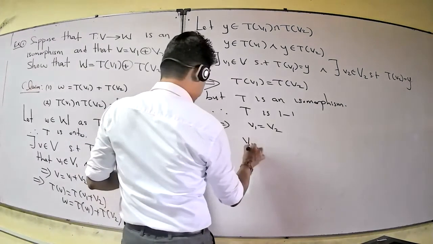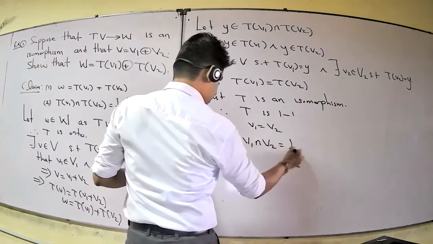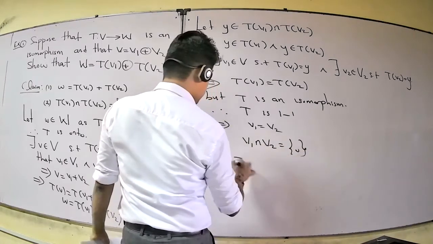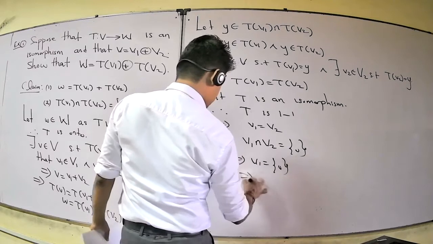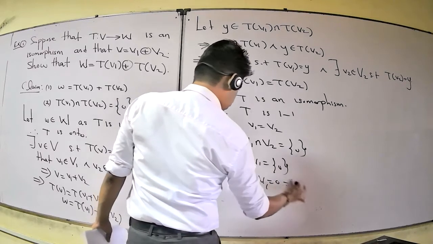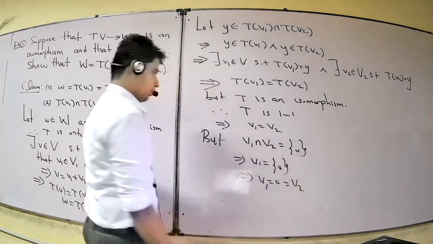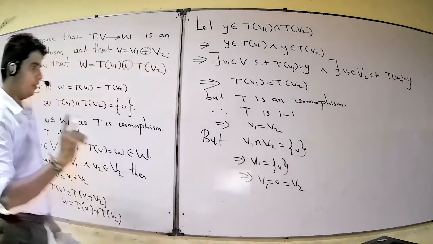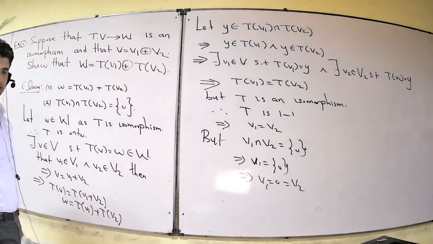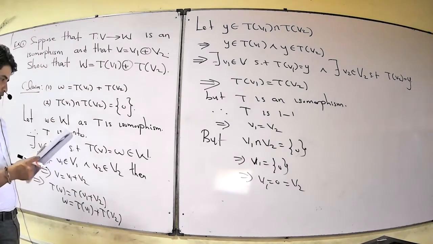But V1 direct sum V2 is the singleton 0. Both are equal means V1 is the singleton 0. That means V1 is 0, and similarly V2 is also 0. Take one of the elements as 0. Okay, V1 is 0 and V2 is also 0.